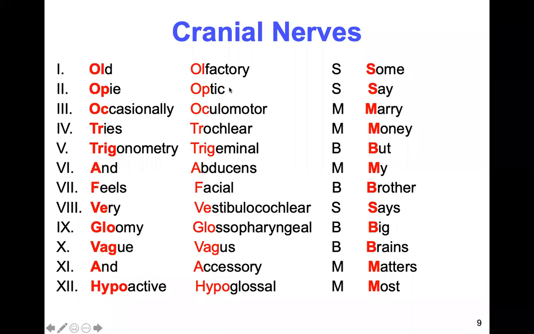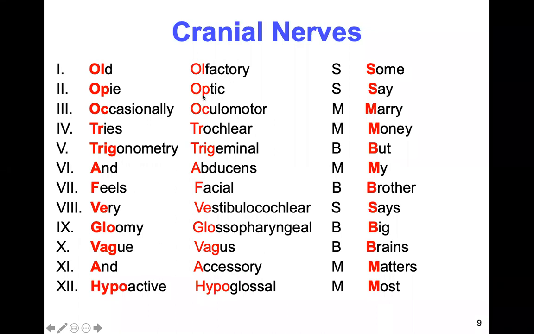You should know for lecture and lab the 12 cranial nerves. You should know them by their name and by Roman numeral. I won't ask you sensory or motor in terms of their function. Maybe that's something you need to know for your lecture, but not for lab. But you do need to know the names of the 12 cranial nerves and what their primary functions are. Right? Olfactory nerve is for sense of smell.